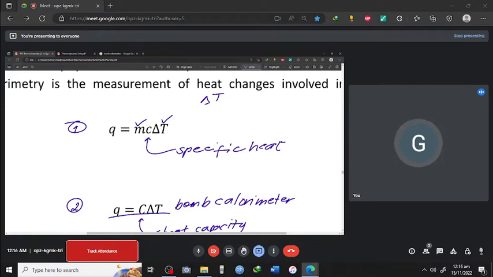Okay? Again, itong change in temperature, itong delta T, ano yung itsura niyan? Or paano yung equation na yan? Again, sabi natin pag meron tayong delta T, paano gagawin dito? Lagi siyang final minus initial. So, yung final temperature natin subtracted with your initial temperature. So, ito yung ginagamit nating formula for the change in temperature.